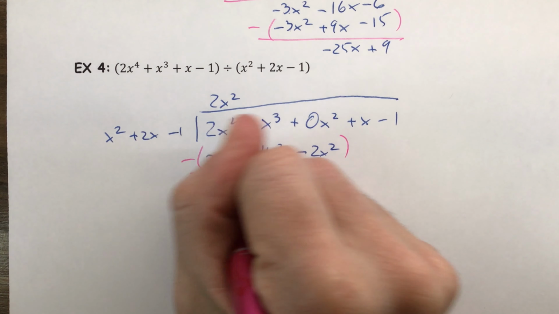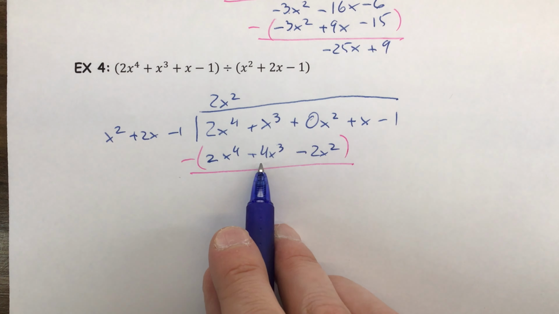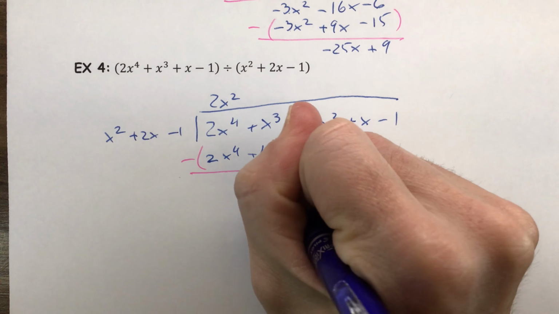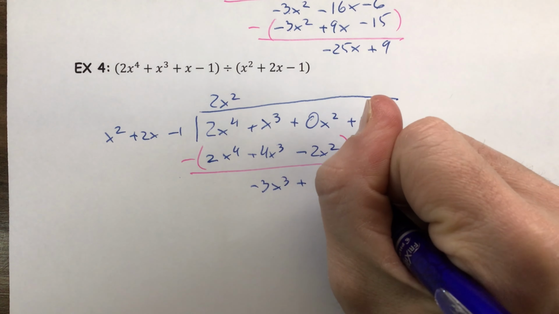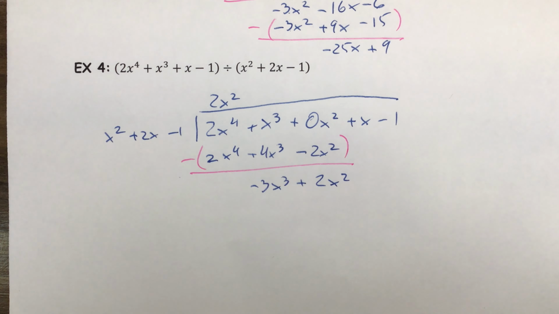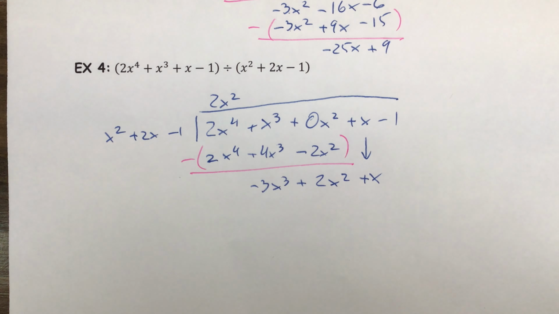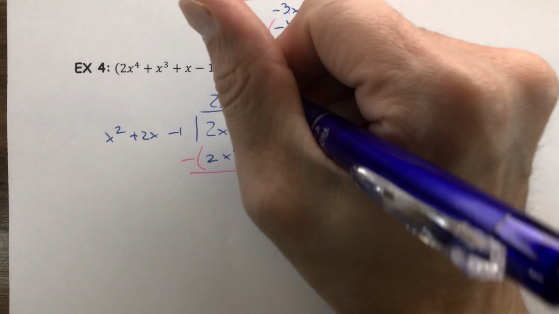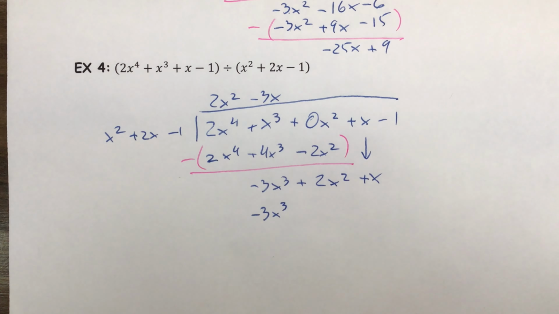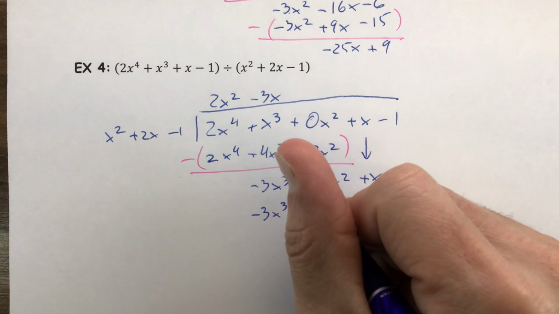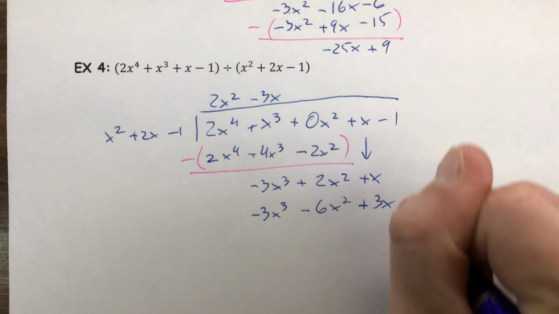Parentheses, subtract, break it up. It's going to cancel. We're going to distribute. That'll be a negative 4 with a positive 1. So we get negative 3x cubed. This will become positive. With the 0, just stays positive 2x squared. We'll drop down the positive x. Repeat the process. We multiply x squared by negative 3x to get this. We'll then multiply negative 3x each of the other terms. We get negative 6x squared and a positive 3x.